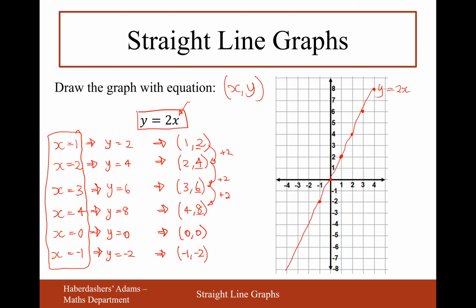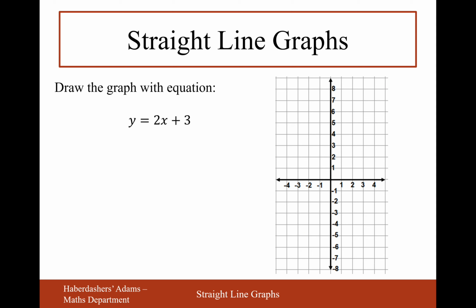And what's happening here is that as the x number gets bigger by 1, the y value is getting bigger by 2 each time. And we'll come to that later on. This value of 2 here, the number of jumps the y coordinate is going up by each time, is known as the gradient. So in this question here, the gradient is 2.